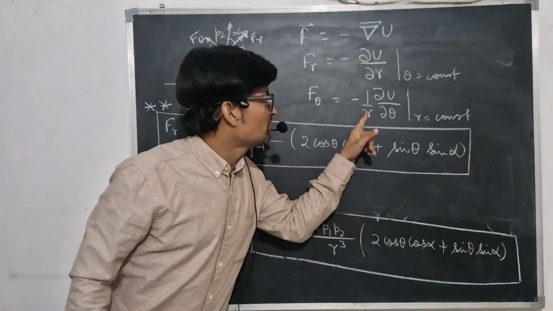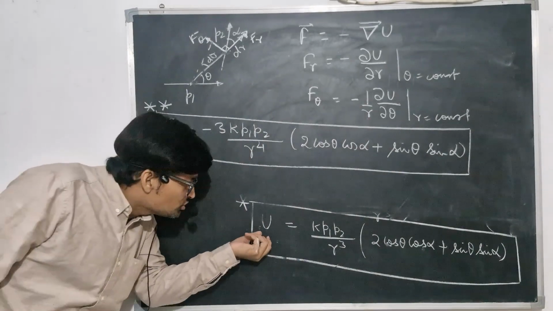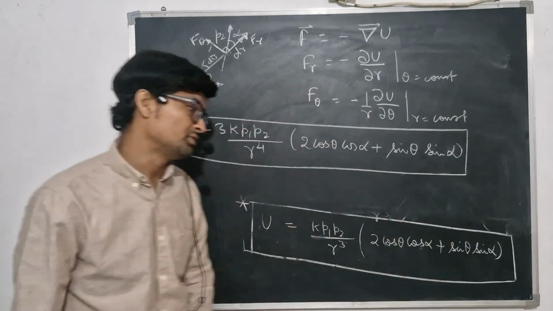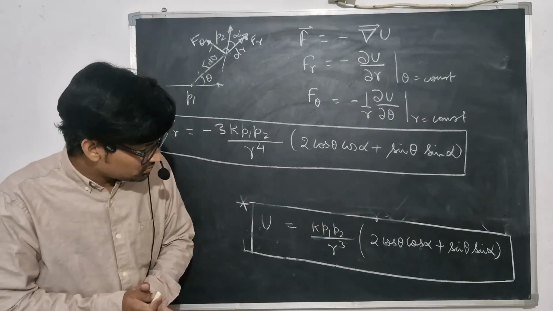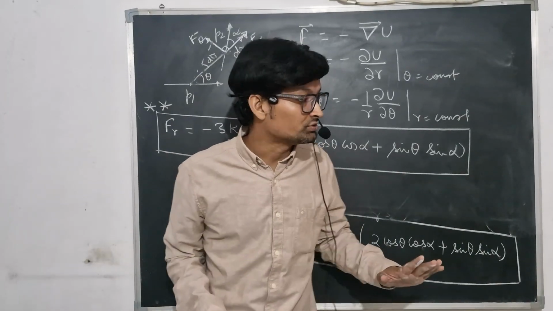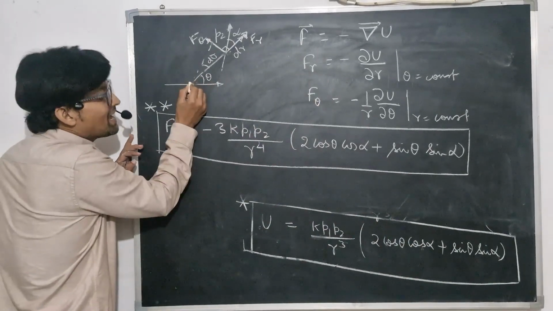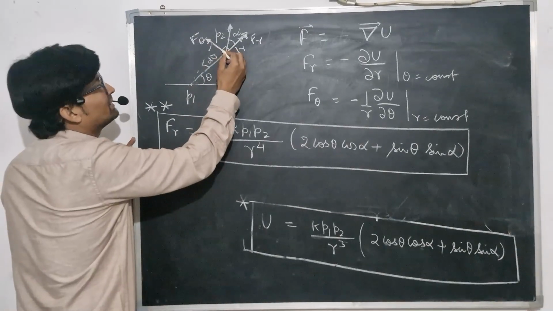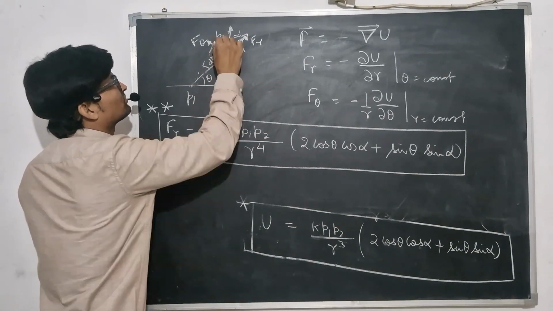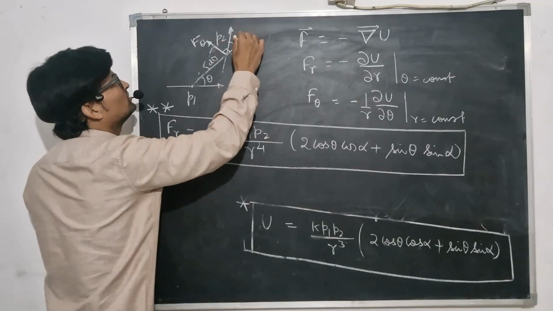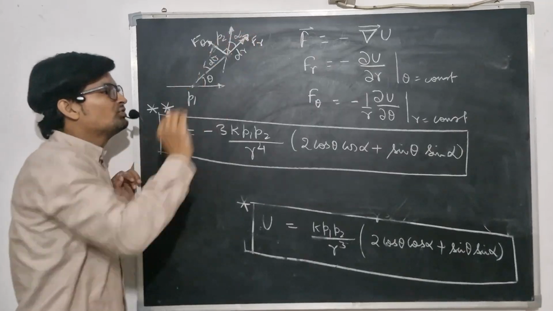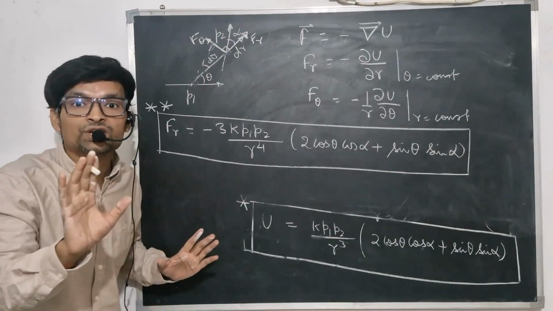Similarly, F theta will be minus 1 by r del u by del theta. Now you have to differentiate u with respect to theta, keeping r constant. r is constant, so this term will be constant, and you have to differentiate this. Well, now one more thing I have to tell you. Here, is alpha constant? Yes or no? No, alpha is not constant, because as you move in the theta direction, with respect to this line, which is heading right, alpha will be this angle, so this keeps on varying. However, I can say that the dipoles are fixed. This arrangement of the dipoles is not changing.